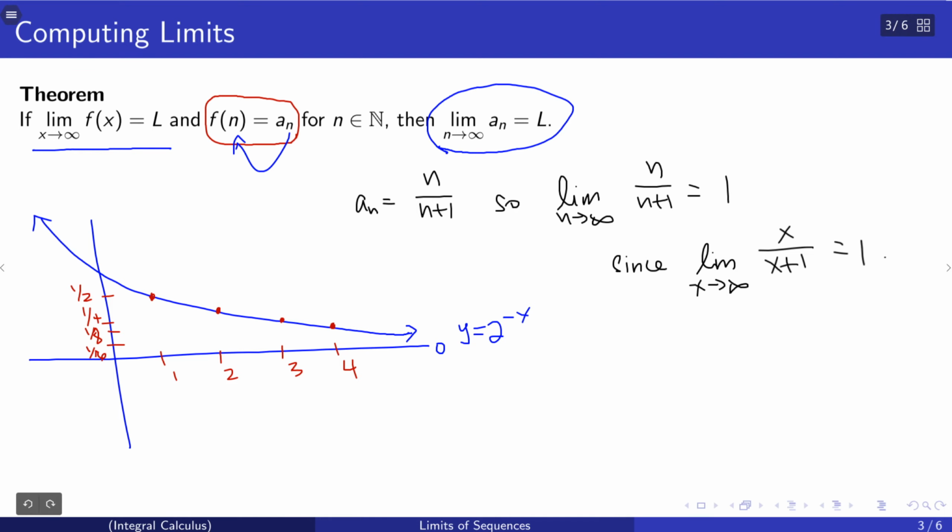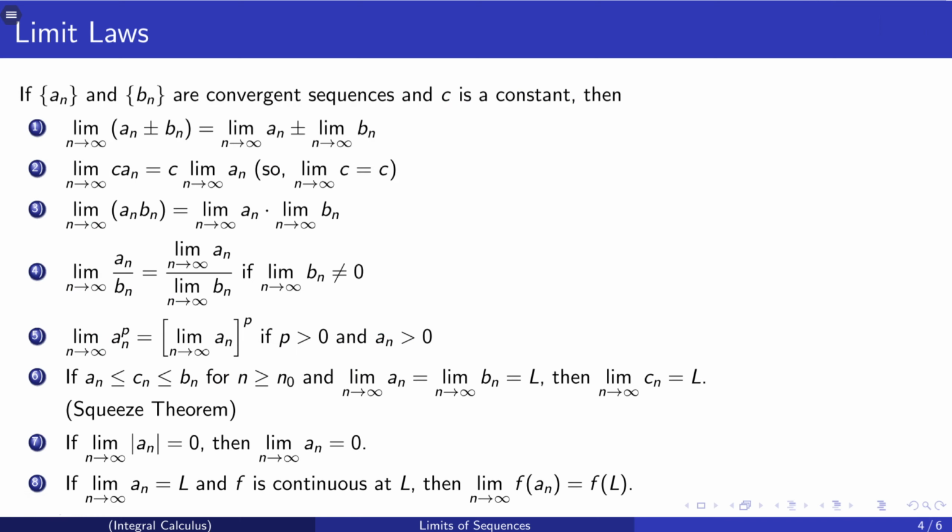Now, aside from this, there are all these other laws. I'm not going to go through all of them. A lot of these you will have seen before in differential calculus, when you're computing limits of functions. For instance, the limit of a sum is equal to the sum of the individual limits, as long as the individual limits exist. Same thing for the difference. Scalar multiplication, you can bring the c outside, and reasonable things like that. You have a quotient here, you have a power rule.